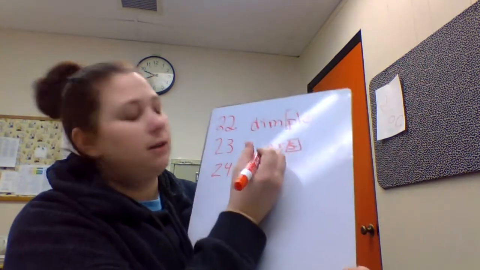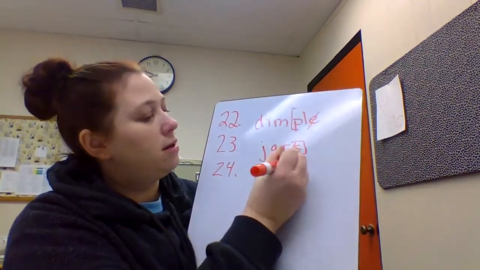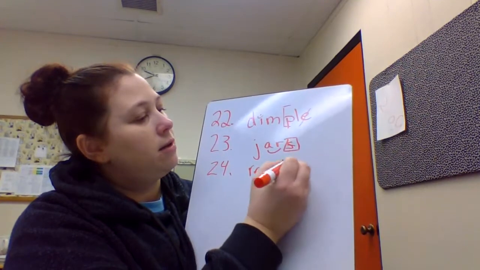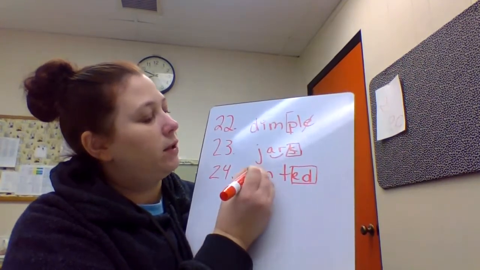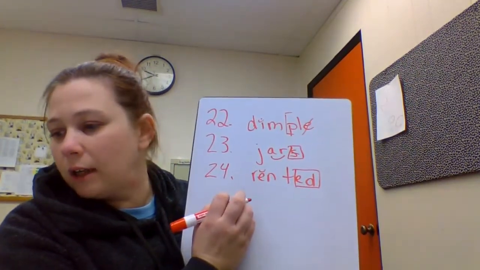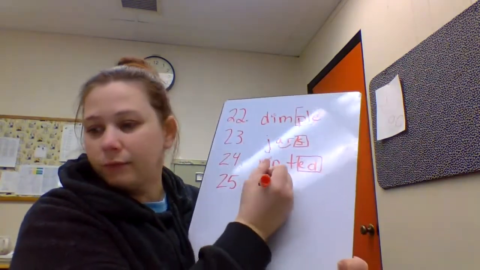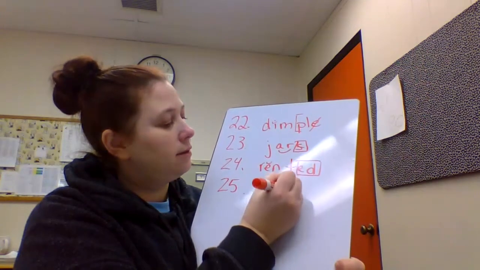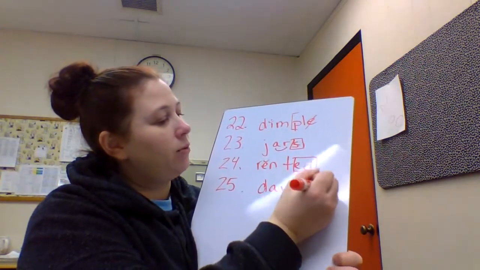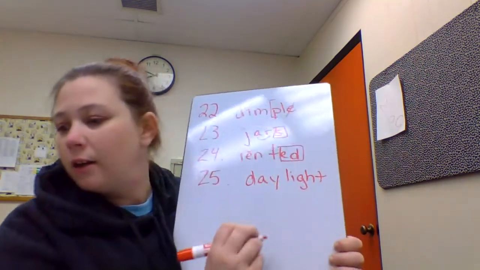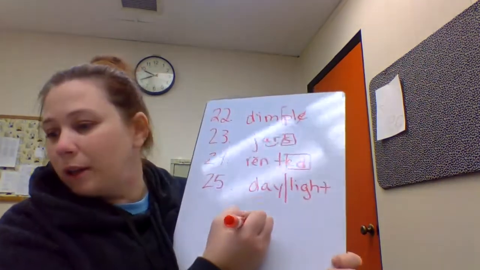24, rented. We have our suffix ED and a breve on our E. 25, daylight. Here we have a compound word. We have day and light. We're going to draw a line in between them.